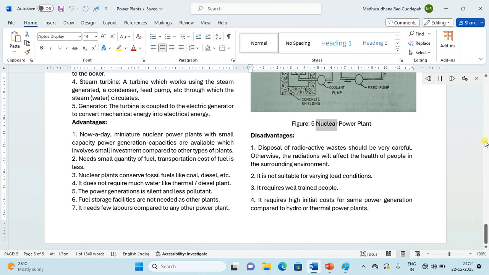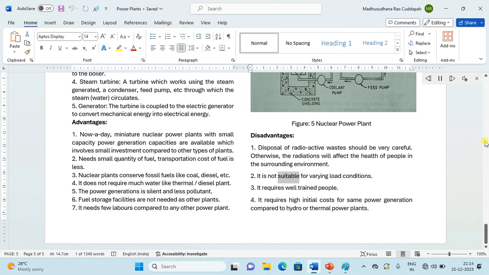Figure 5. Nuclear power plant. Disadvantages. 1. Disposal of radioactive wastes should be very careful. Otherwise, the radiations will affect the health of people in the surrounding environment.